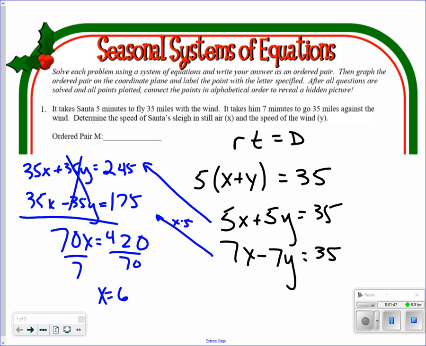And so now if I plug 6 back in for x, 5 times 6 plus 5y equals 35. 5y equals 5, y would equal 1. So now, as an ordered pair, this would be the point (6, 1).